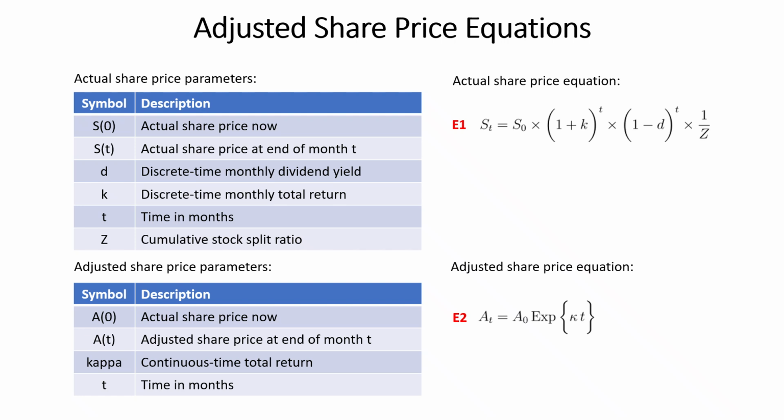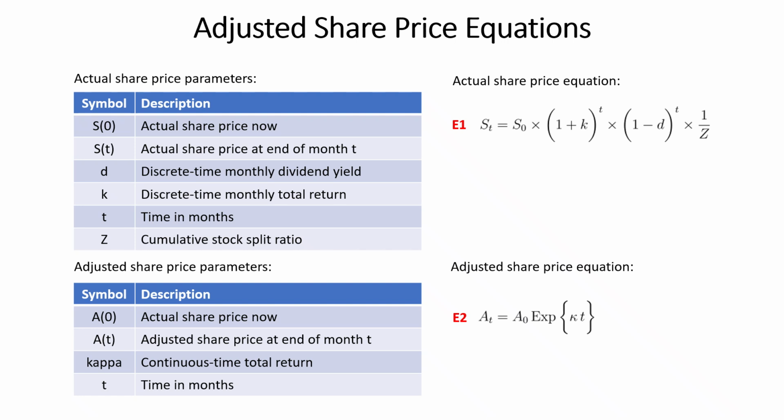So if we go to the right there, that's the adjusted share price equation. And remember that for adjusted share price, we don't have to worry about dividends. We don't have to worry about splits. So therefore, none of that is part of that equation. The only thing we have to worry about is total return, and that is kappa.